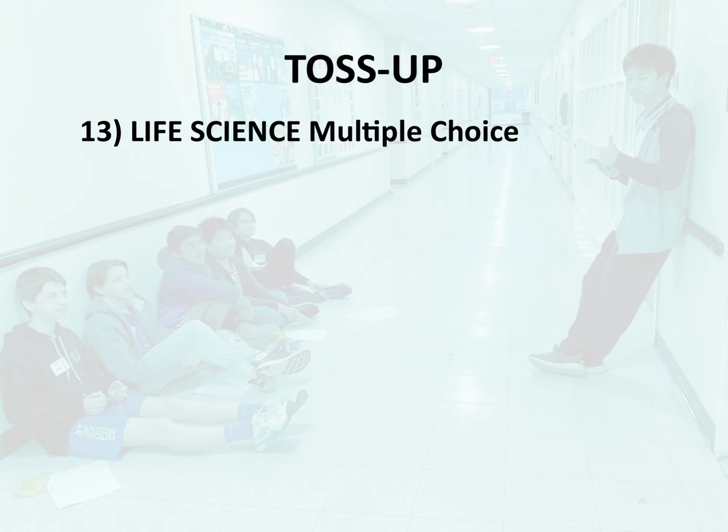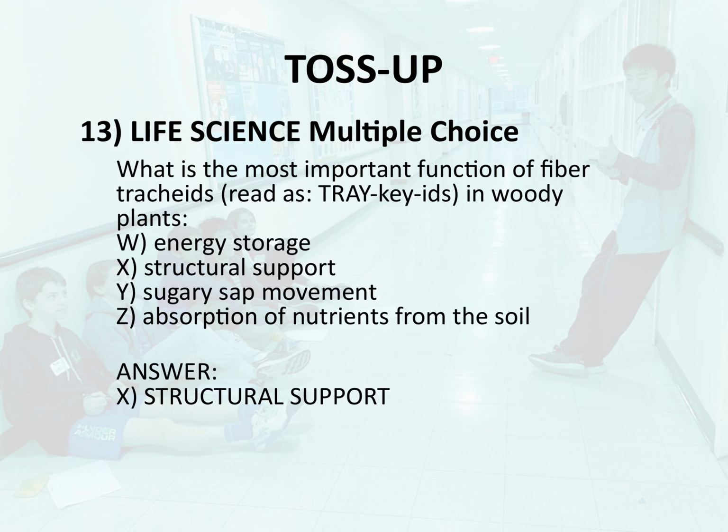Toss-up 13. Life science. Multiple choice. What is the most important function of fiber tracheids in woody plants? W. Energy storage. X. Structural support. Y. Sugary sap movement. Z. Absorption of nutrients from the soil. Answer: X. Structural support.